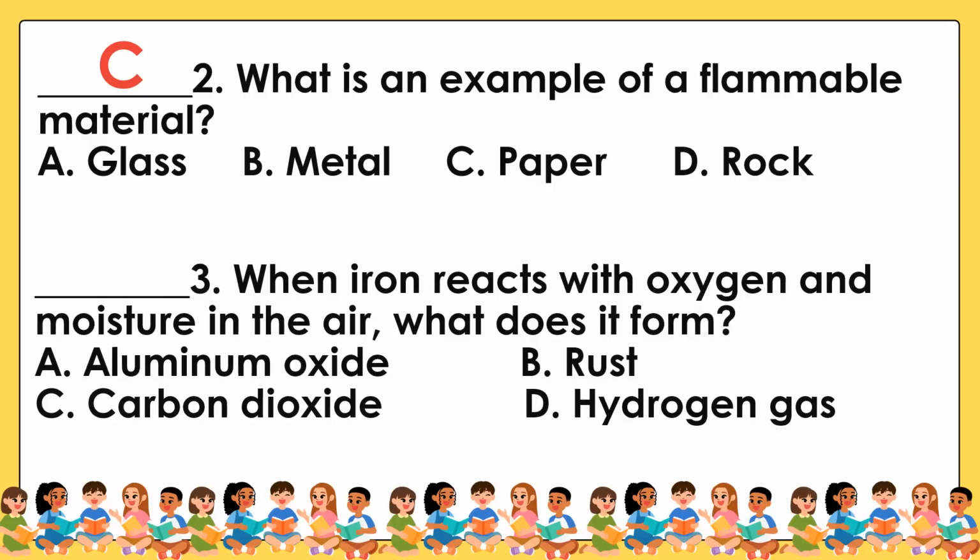Number 3. When iron reacts with oxygen and moisture in the air, what does it form? A. Aluminum oxide, B. Rust, C. Carbon dioxide, or D. Hydrogen gas? The correct answer is letter B. Rust.